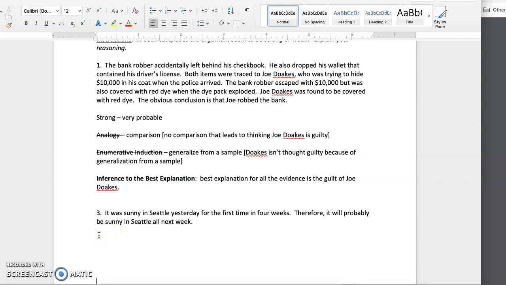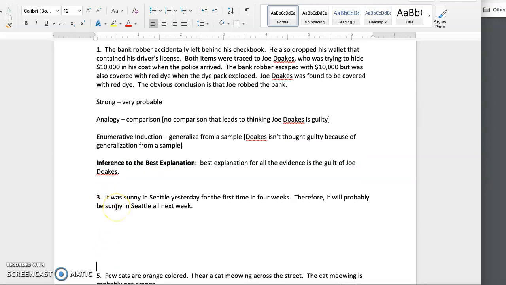Okay, number 3, it was sunny in Seattle yesterday for the first time in 4 weeks. Therefore, it will probably be sunny in Seattle all next week. All right, so again, if we think about the 3 types, analogy is comparison. There's no comparison being made here. It's not like, oh, Seattle is like London and it rains all the time in London. There's no comparison. So it's not an analogy.